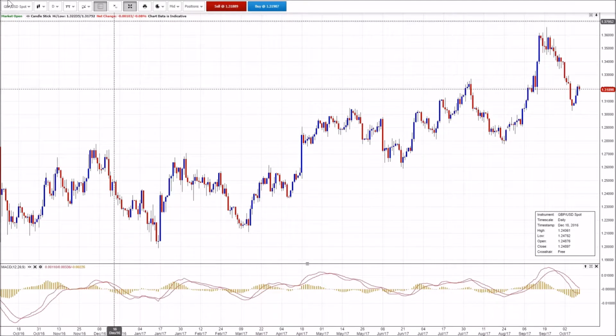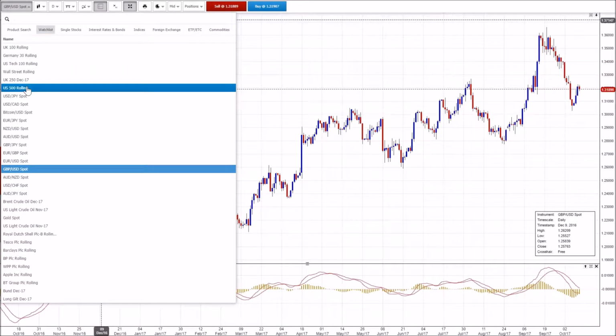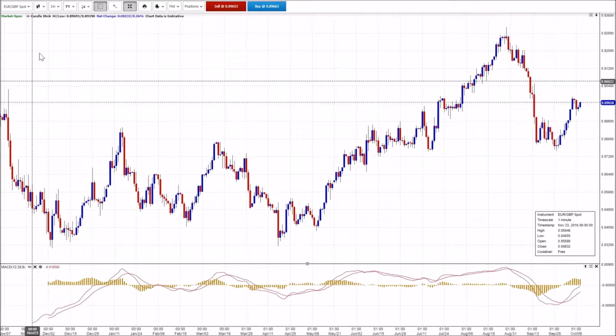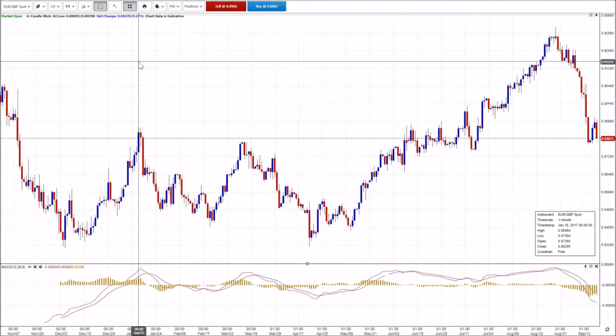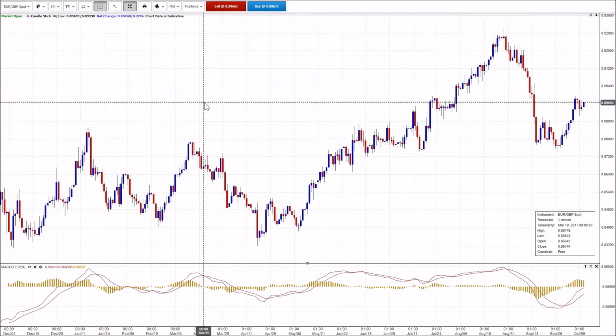Let's have a quick look at euro sterling, then we'll get into the strategy bits. I've not looked at that for a while, but let's have a look. Is that a daily chart? Yes, it is. So euro sterling.